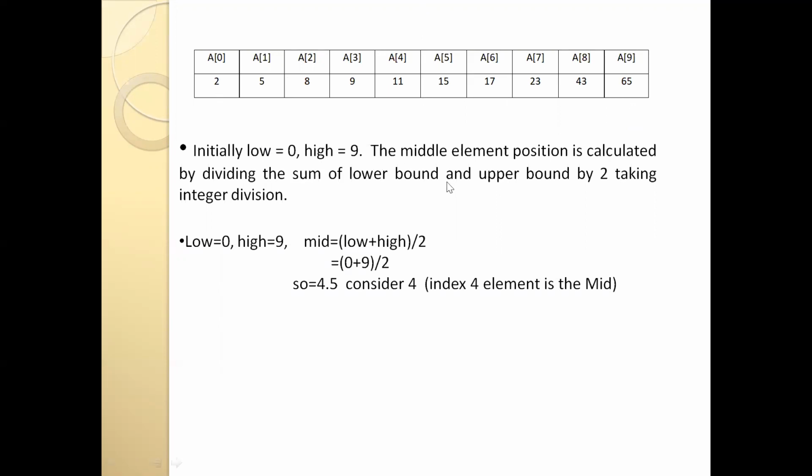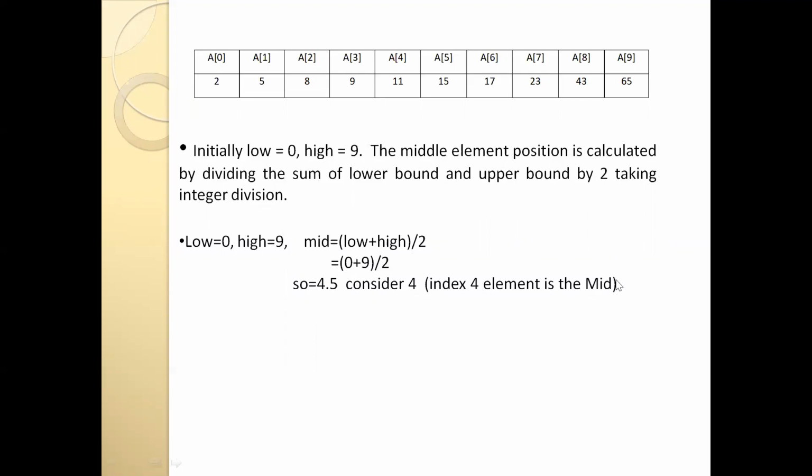Then we will calculate the mid value. The formula for calculating mid value is (low plus high) by 2. So here low index is 0 and high index is 9. So (0 plus 9) by 2. So we'll get some fractional value. Here we are performing only integer division. We need to consider only the integer part. We will ignore the fractional part. So here we have 4. So at index 4, whatever element that is there, that element is the mid element.